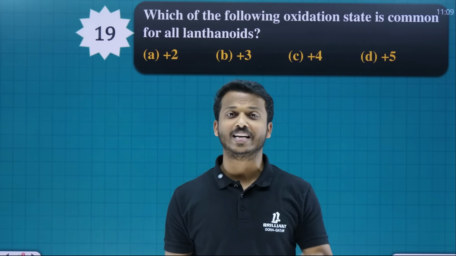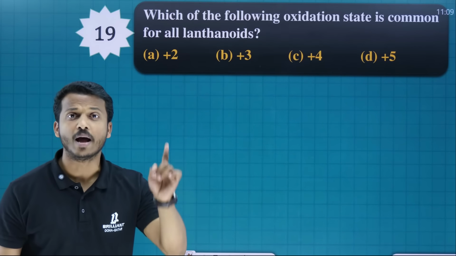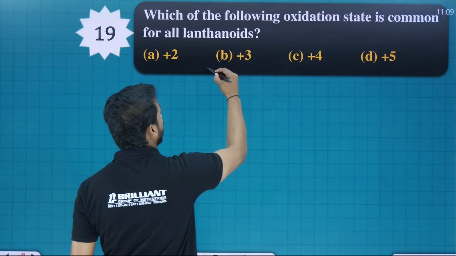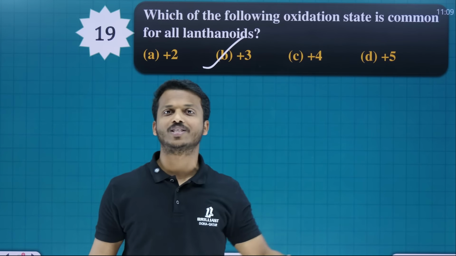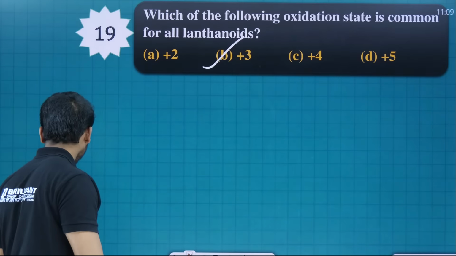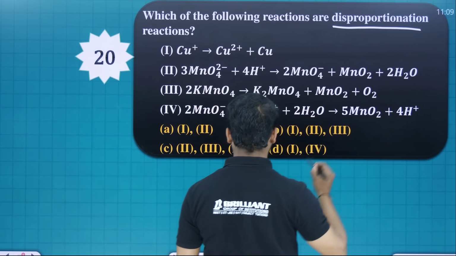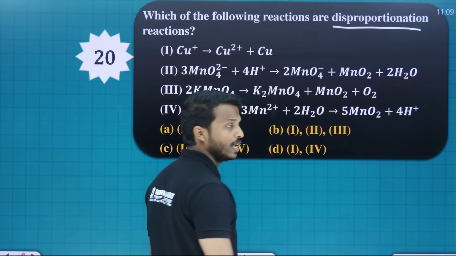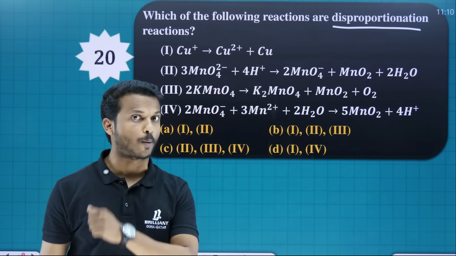Lanthanoids and actinoids, there is a common oxidation state, what is that? +3. Please remember, the lanthanoids group shows a common oxidation state of +3. Which of the following reactions are disproportionation? What do you mean by disproportionation? When the same species undergoes both oxidation and reduction, it is called disproportionation.